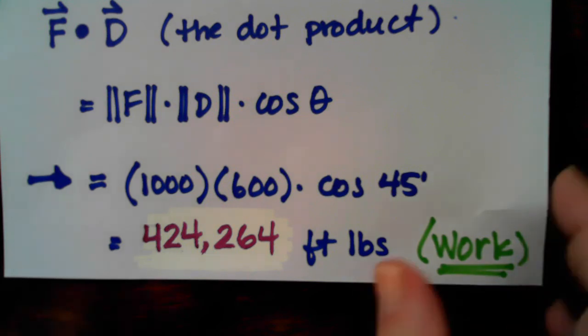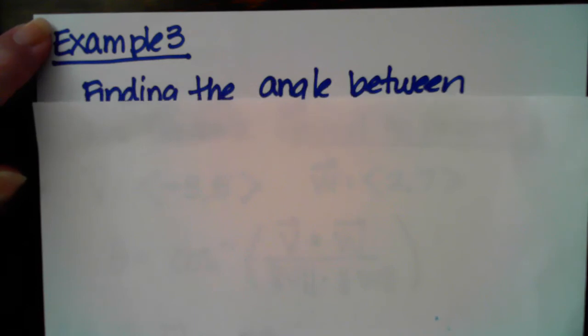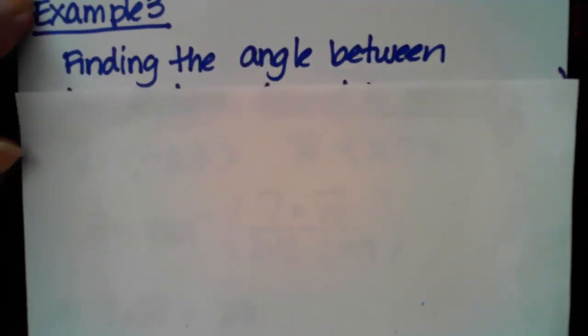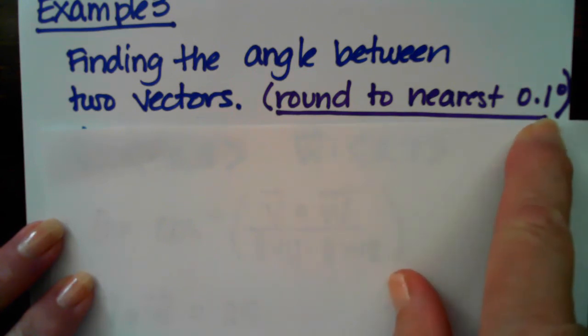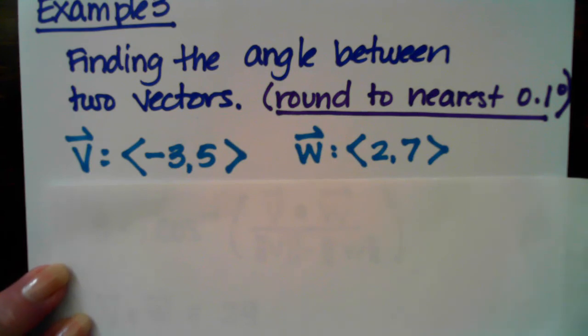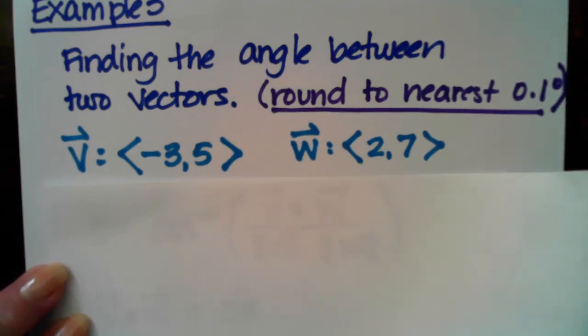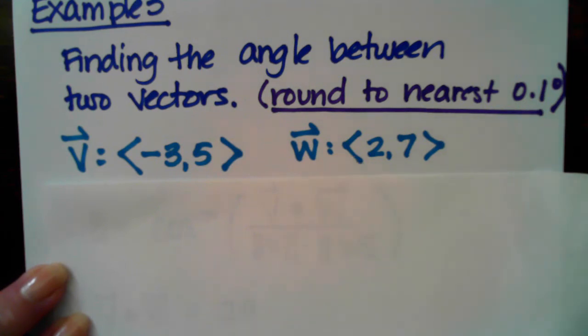Let's look at one more example. And this time, in example 3, we're going to find the angle between two vectors. Which two vectors? Well, the ones we used before, vectors v and w. So we're going to find the angle between two vectors, and we're going to round that angle to the nearest 0.1 degree. We have these two vectors from earlier, vector v and vector w, which we already computed the dot product for. If you'll recall, when we did that before, we got the dot product was 29.